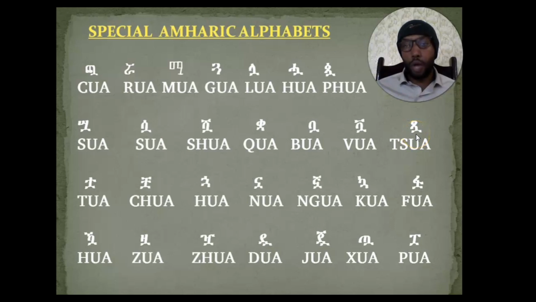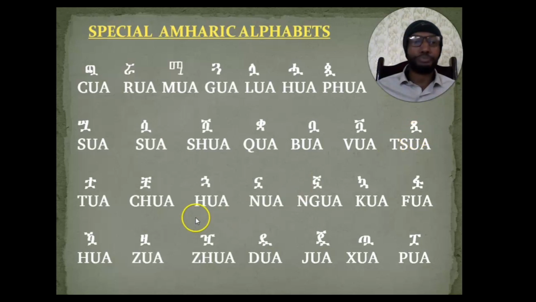Whereas this special Amharic alphabet is called what? Swa. We have said that there is a basic Amharic alphabet called Sa. And there are two types of Sa, okay? This Sa and another Sa. So this Swa comes from the basic alphabet called what? Sa, okay? So this one is called what?